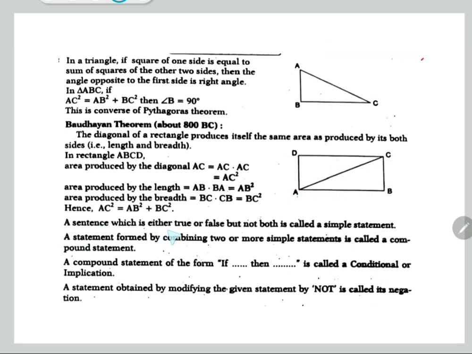A sentence which is either true or false but not both is called a simple statement. A statement formed by combining two or more simple statements is called a compound statement. A compound statement of the form if-then is called a conditional implication. A statement obtained by modifying the given statement by not is called the negation.